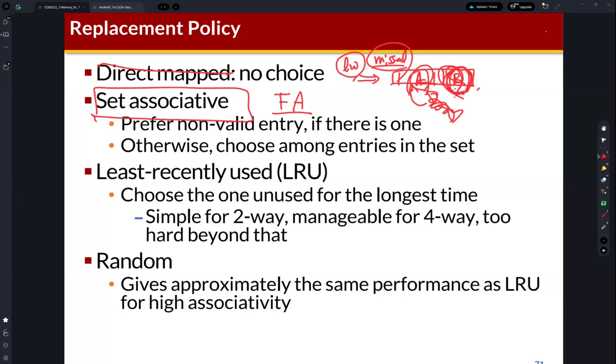So actually, we can implement various cache replacement policies, and this is the mostly used cache replacement policy. This is called least recently used, LRU. So what does that mean? Least recently used.